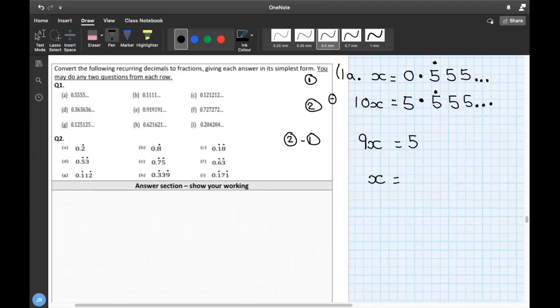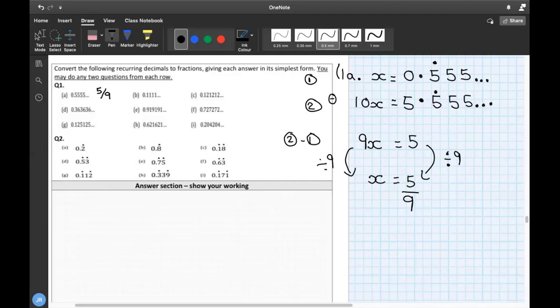Final thing we need to do now is get from 9x just to 1x. Do that by dividing by 9. And to keep your equation balanced, you must divide the other side by 9. So we've got 5 divided by 9, and your final answer there is just 5/9. And if we think back to our previous lesson, when we had something like 3/9 simplified to a third, that was 0.3 recurring.